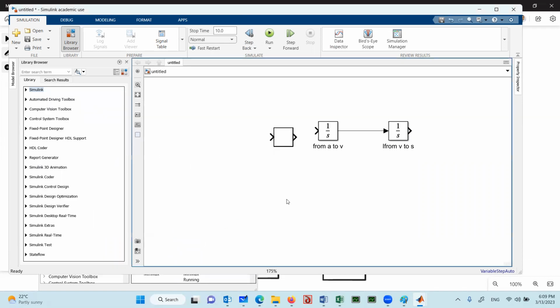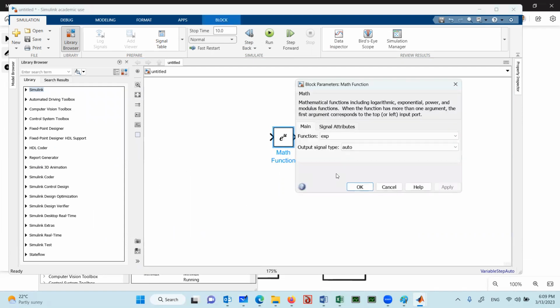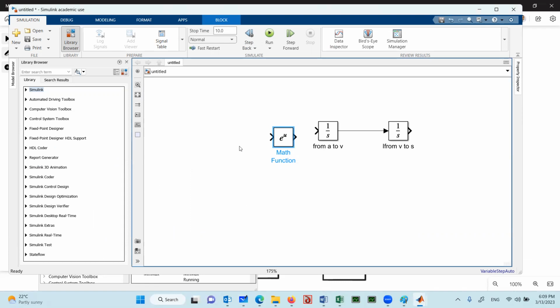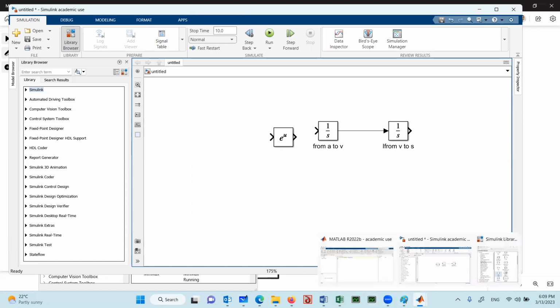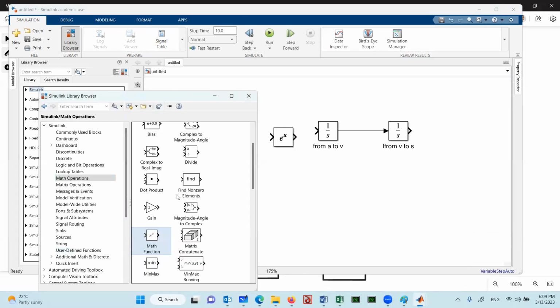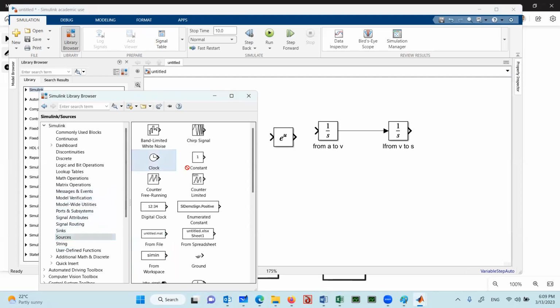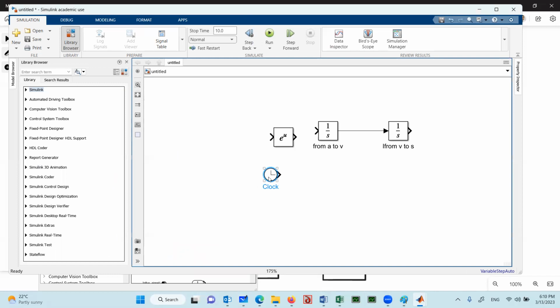We have e here, and we're going to open this exponent. Here we should have minus t going inside. What is minus t? T means time here. Time can be called by using the source. Source means clock. Here we come to the clock.